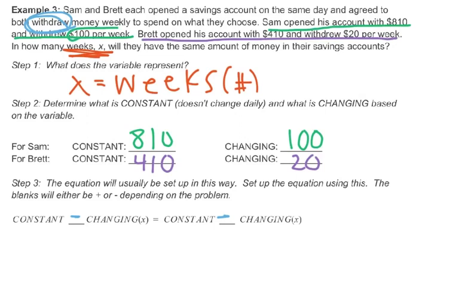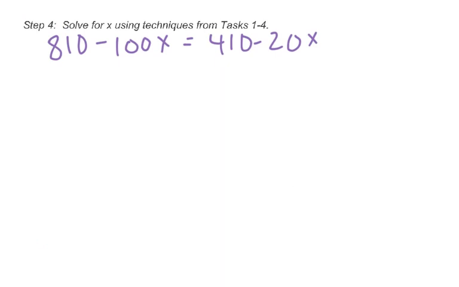Okay, so now we're going to plug in our constant for Sam on the left-hand side. So 810 minus 100x equals, now we're going to do the constant for Brett. 410 minus 20x. And we're almost done. Now we just solve based on what we learned in this part.